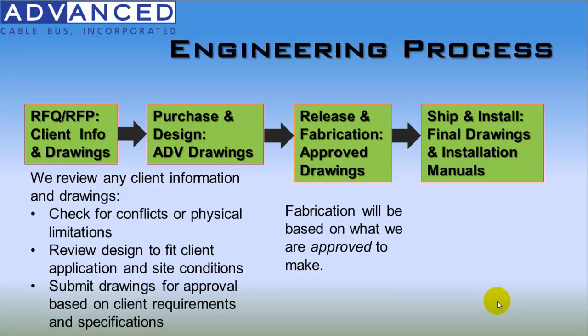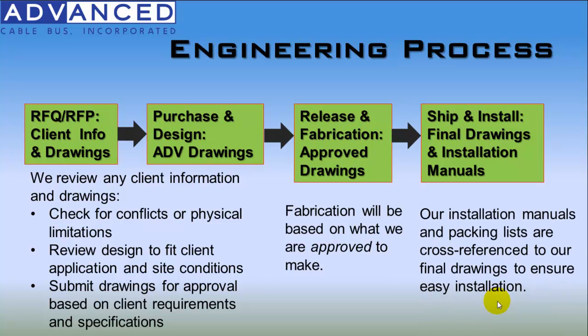Once the manufacturing is completed, we package everything for shipment, issue the final drawings and final engineering submittals, and include the installation manuals in our package. With every shipment, we will include one hard copy of the installation manual, and we can submit the installation manual separately as part of an engineering submittal to our client prior to shipment. Our installation manuals and our packing lists are cross-referenced to each other and are cross-referenced to the final drawings to ensure that the installation is easy and part identification is not going to be a problem.